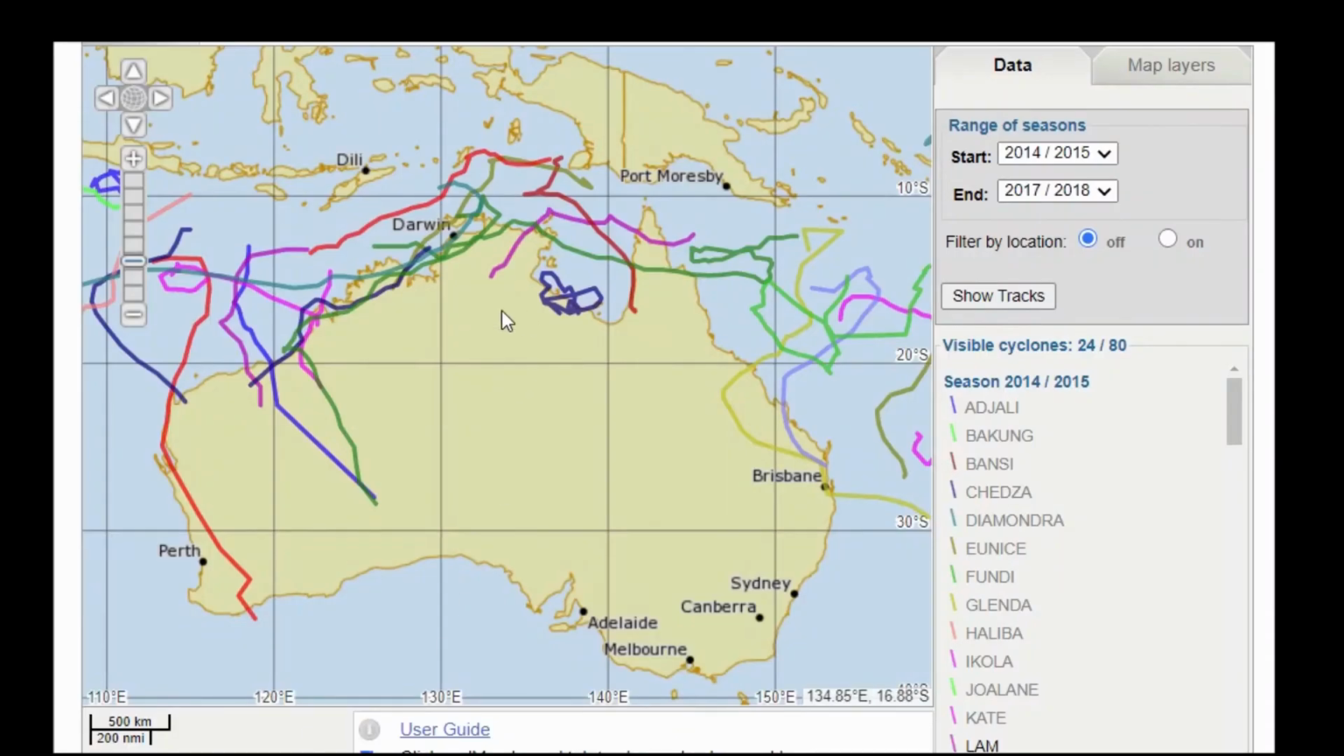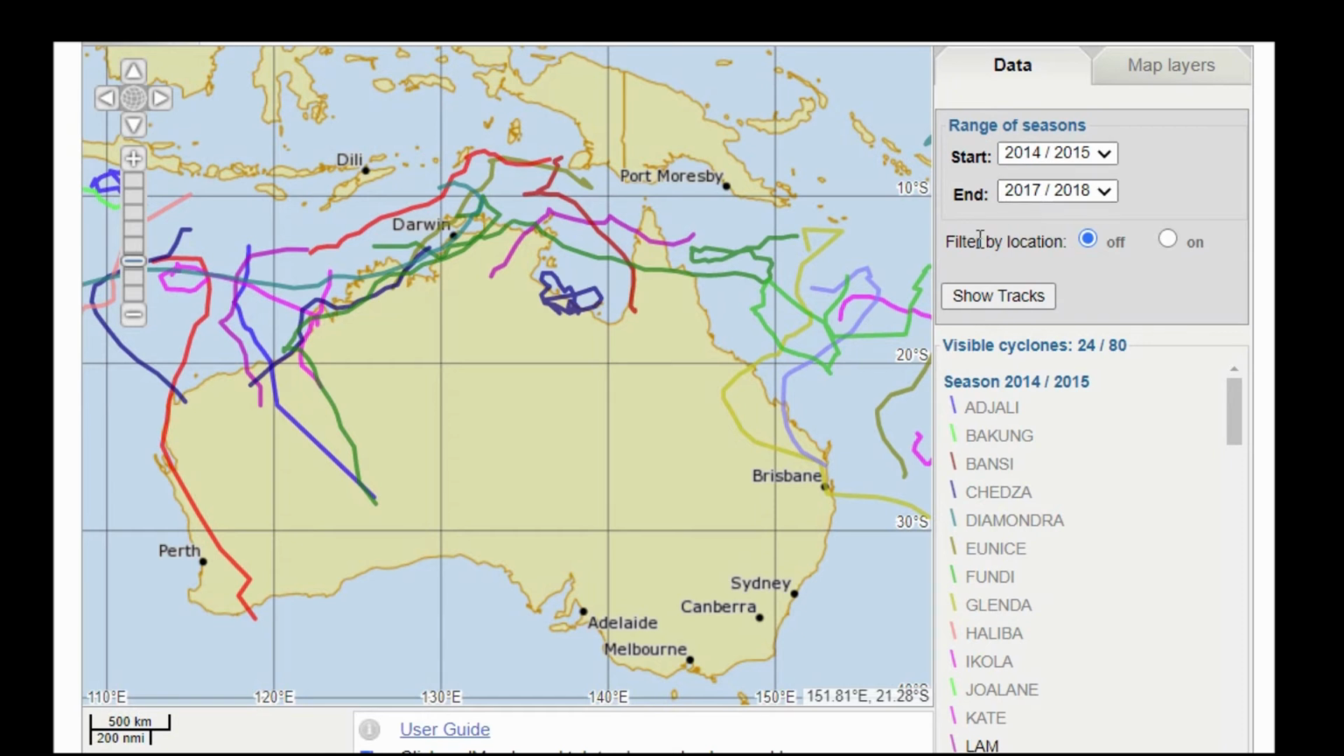And we'll finish our look at tropical cyclones with a look at some real data from the Bureau of Meteorology. This is a page from the Bureau of Meteorology that shows the tracks of tropical cyclones. You can choose from a wide range of years back to 1969. I've just chosen from 2014-15 to 2017-18. And we'll just have a look at a couple in more detail to have a look at their features.